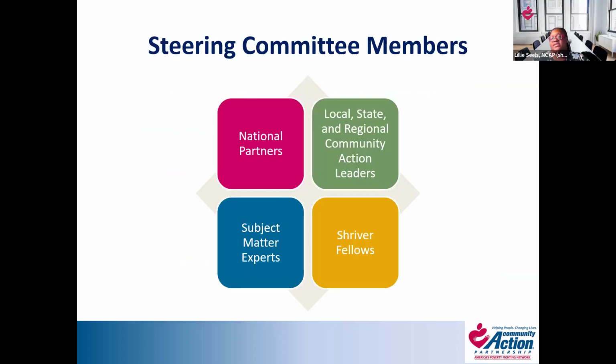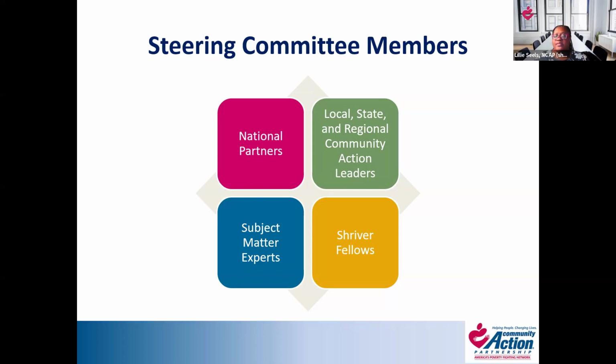This project is in collaboration because, again, this is for, by, and with the network. We have a steering committee, comprised of our national partners and also of local, state, and regional community action leaders. We have subject matter experts in those focus areas, whom you'll hear more about a little later. And we're very excited that we have Shriver Fellows who are also a part of the steering committee.